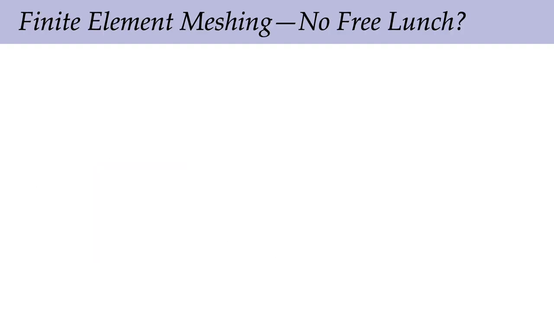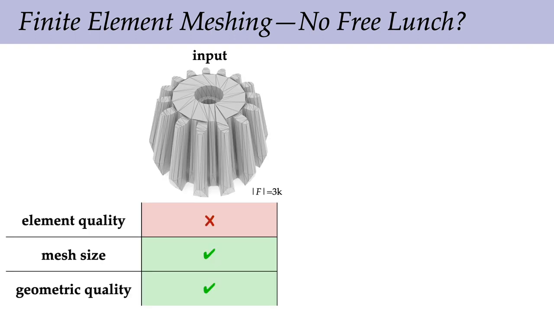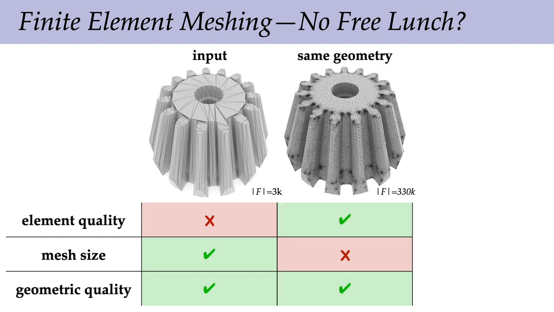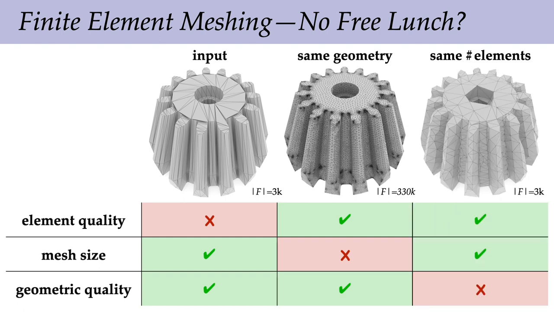Okay, so it kind of feels like a no-free-lunch situation. Our input mesh is a concise description of the exact geometry of the domain, but it might have very poor element quality. We could refine this mesh to get good elements, but now the size of the mesh blows up, so here by a factor of about 100. Or we could get a nice small mesh with good element quality, but now the quality of geometric approximation really suffers. Okay, so there's this tension between these three conflicting goals.